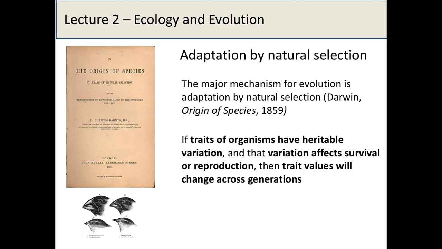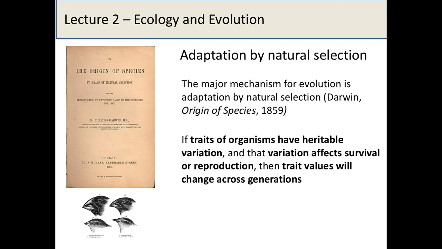First of all, organisms must have heritable variation. So if you have a different hair color or skin color or body shape or mouth morphology, as we'll see, that must be heritable. It must be something that if you have this trait, your offspring will also have this trait.